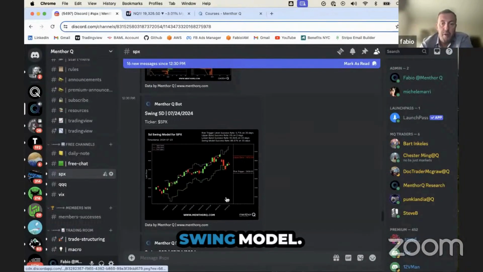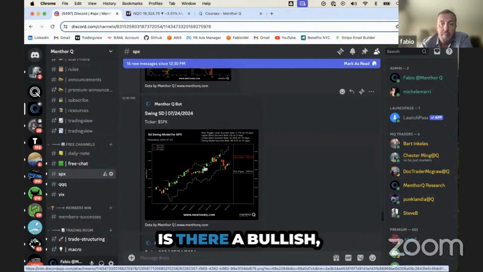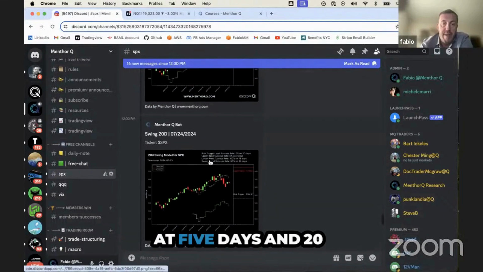Then we can look at the swing model. So what is the swing model telling us? Is there a bullish bias? Is there a bearish bias at 5 days and 20 days?